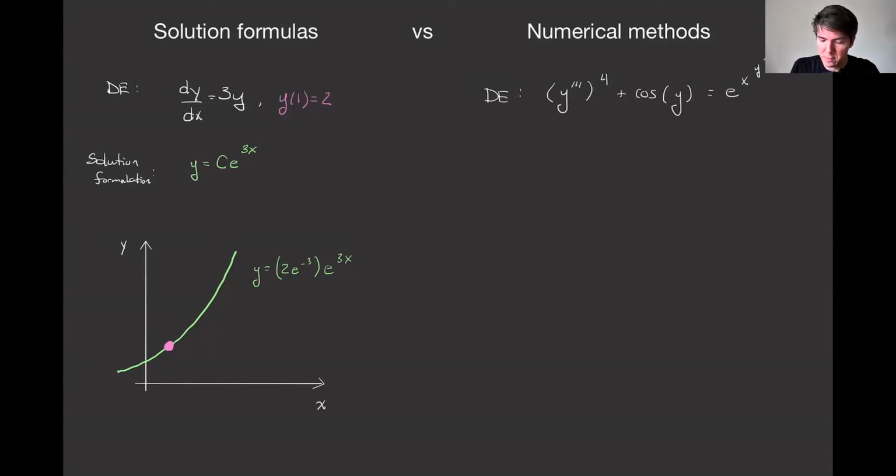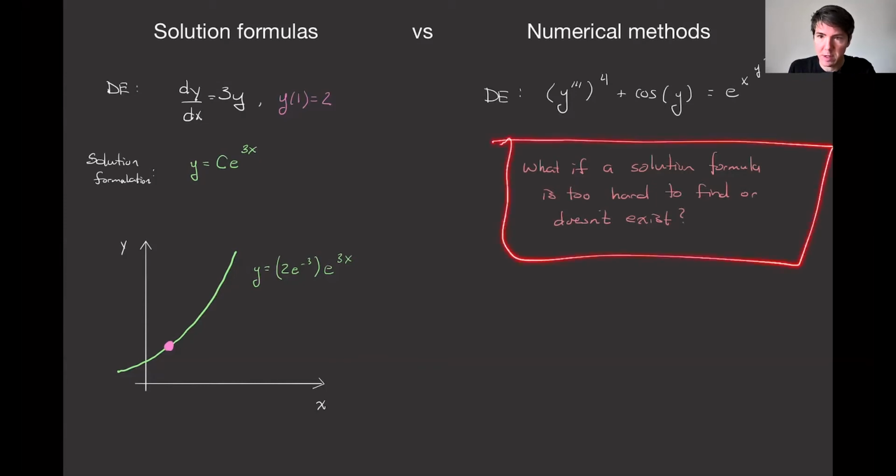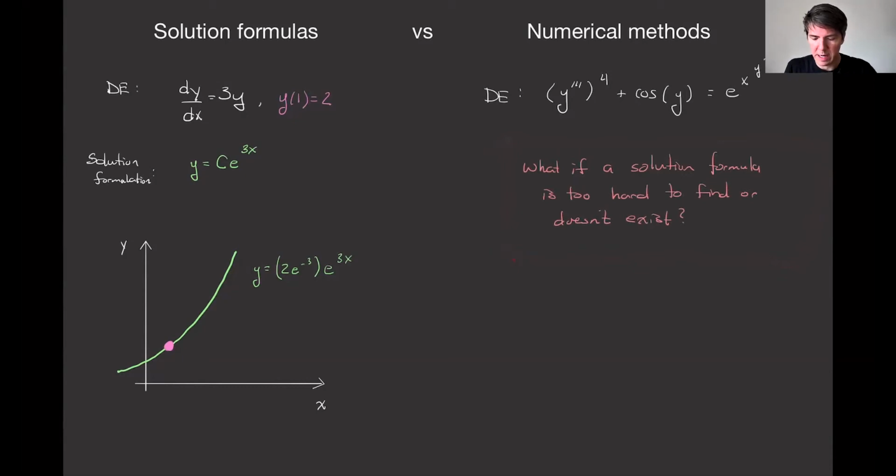So in the case that a solution formula is either too hard to find or doesn't exist, you're left wondering, well, what do we do there? And if you look at all the possible differential equations there are, most of them will be in this category where it is too hard to find a solution formula, or that solution formula doesn't exist. So what then? Well, we want some other way to get an idea of what the solution would look like if we did have a formula. And that's where numerical methods come into play.